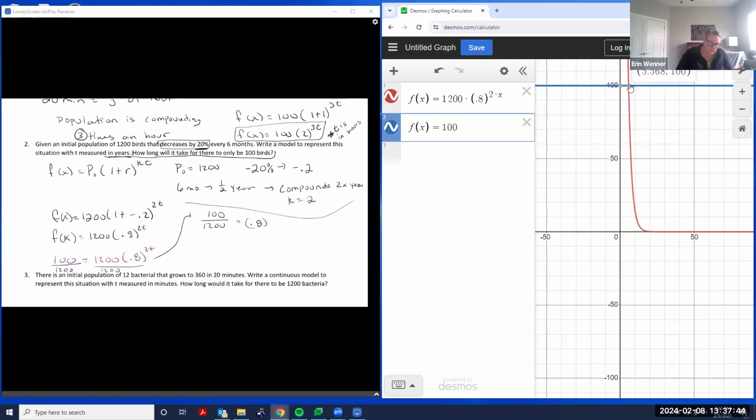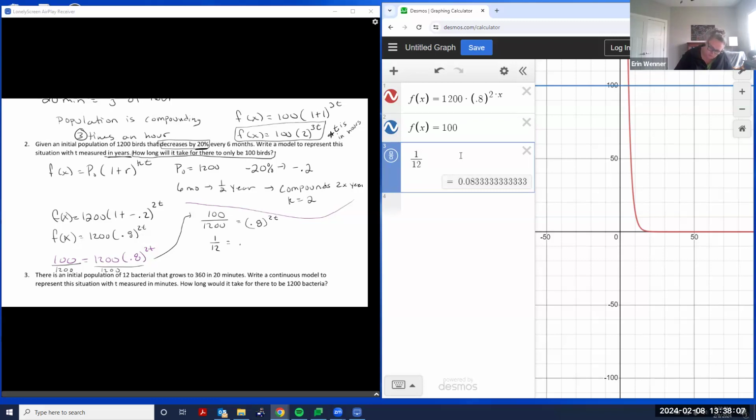We can reduce 100 divided by 1,200 to 1/12, which is not a nice fraction, right? So I'm leaving it as 1/12. I'm not going to convert it to a decimal.